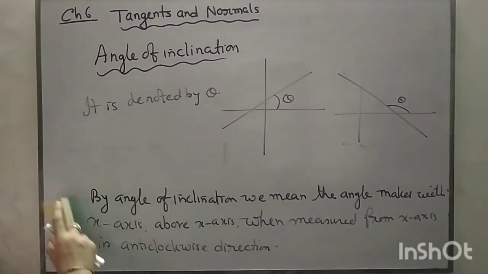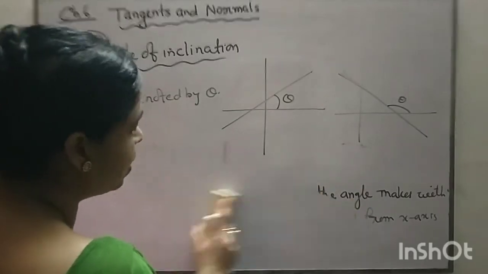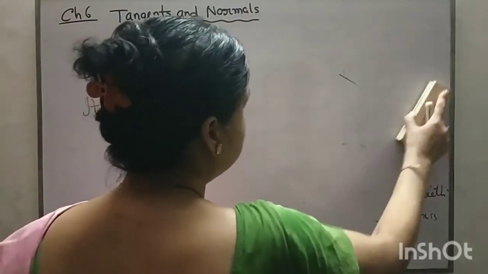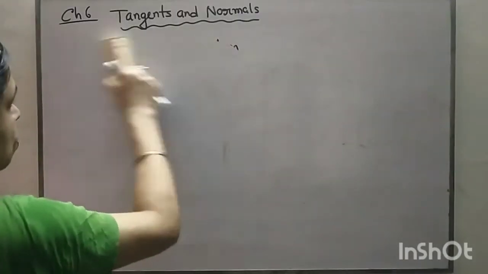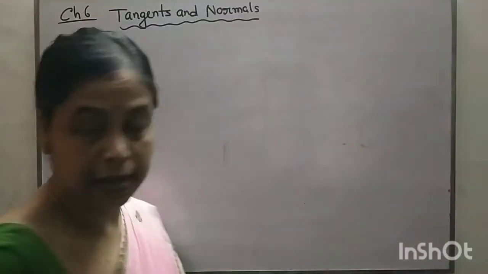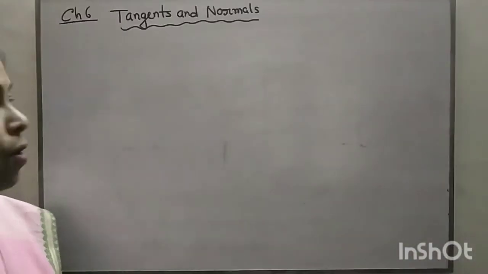Hope you understand what is the meaning of angle of inclination. Okay. Next I go to another topic. That is, what is the slope or gradient of a line? What do you mean by slope or gradient? In detail you have got in class 11, in coordinate geometry. So next is your slope or gradient.